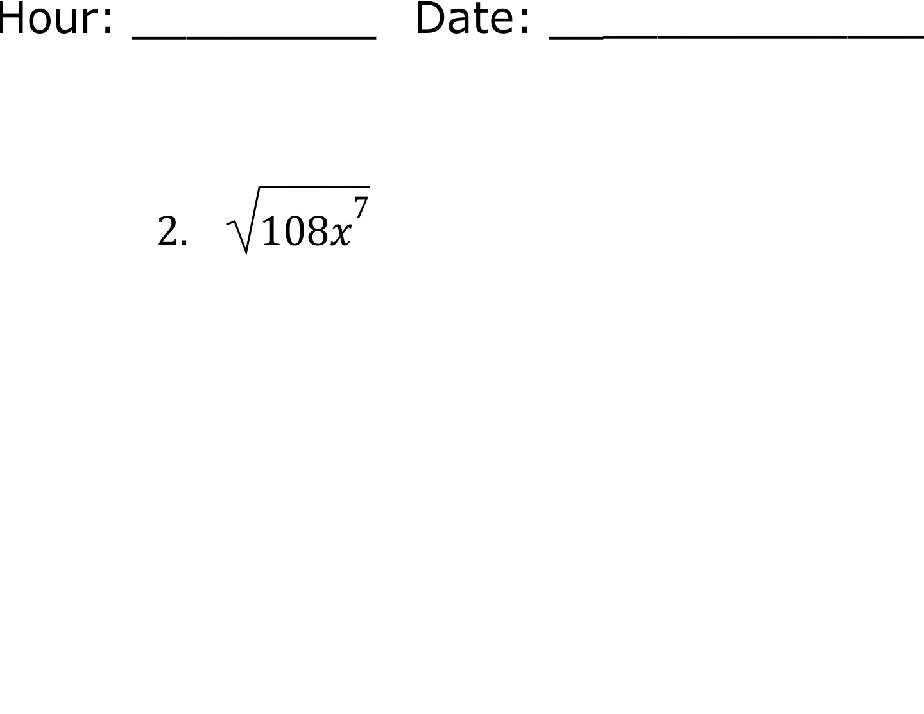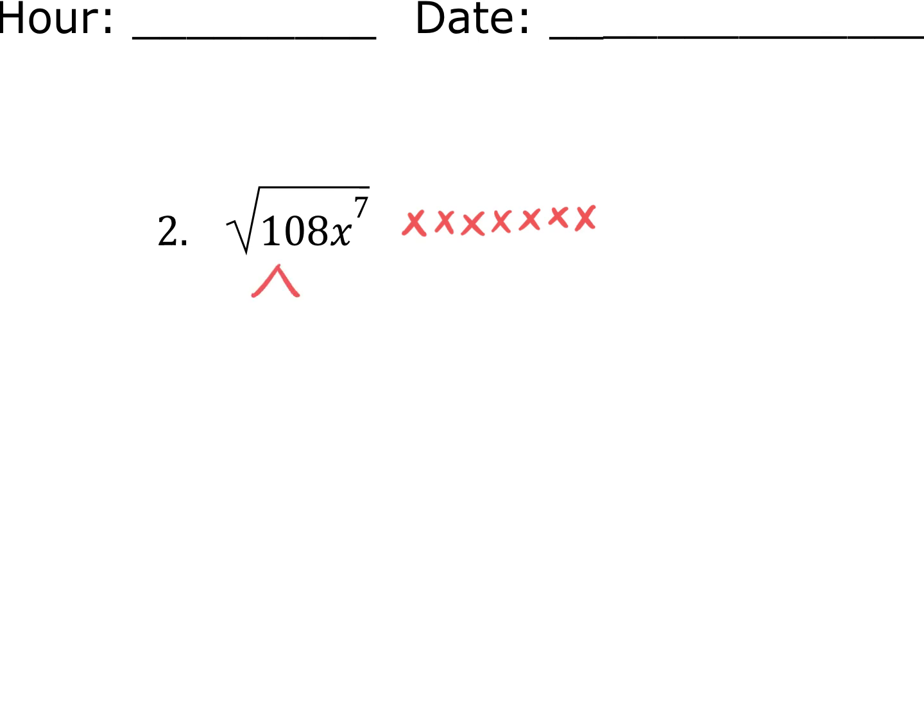Again, 108 is a pretty big number, so I know I can break that down. And then you have x to the 7th. Because of that x to the 7th, I'm just going to go ahead and start and write 7 x's. So 1, 2, 3, 4, 5, 6, 7. Those are my x's, and then I'm going to start breaking 108 up.